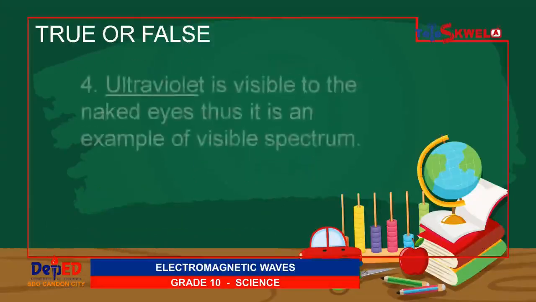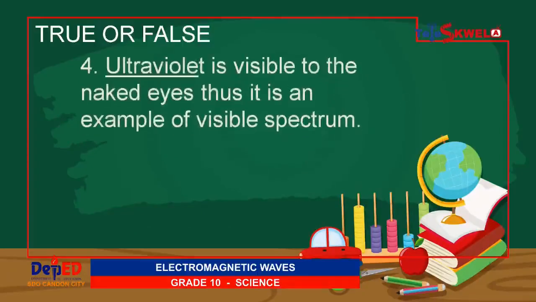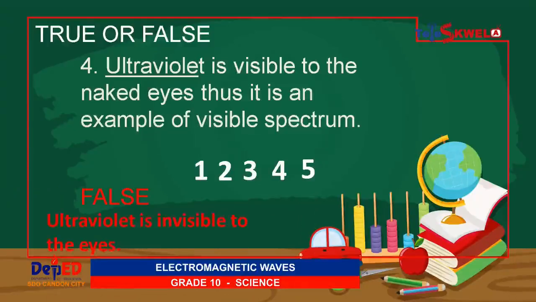Number 4. Ultraviolet ray is visible to the naked eyes. Thus, it is an example of visible spectrum. The answer is false. Ultraviolet ray is invisible to the eyes.